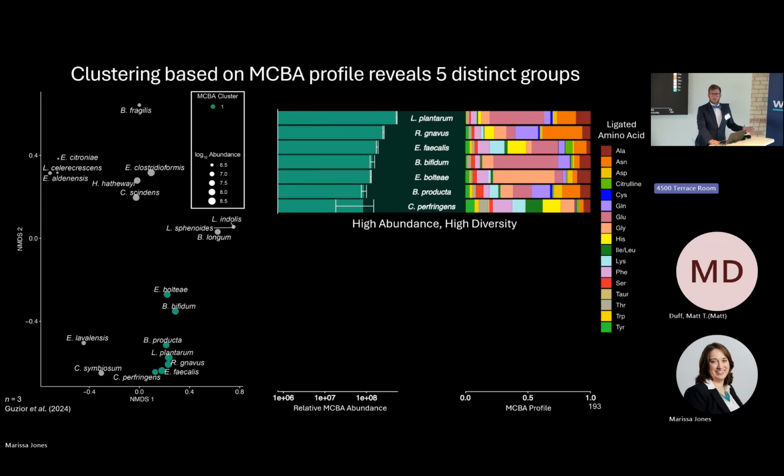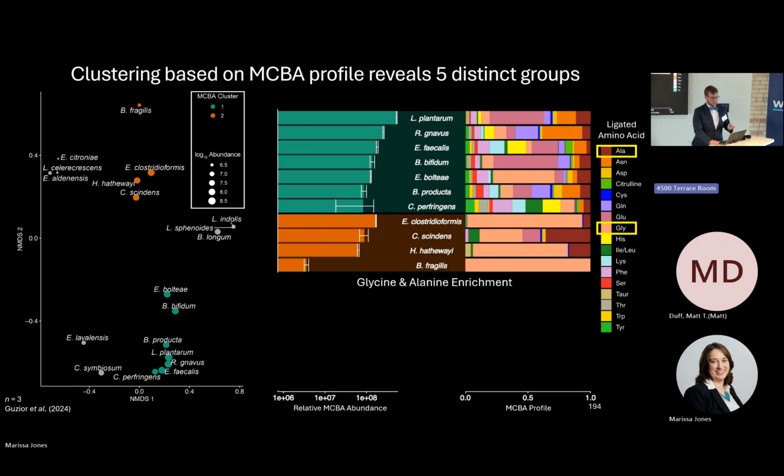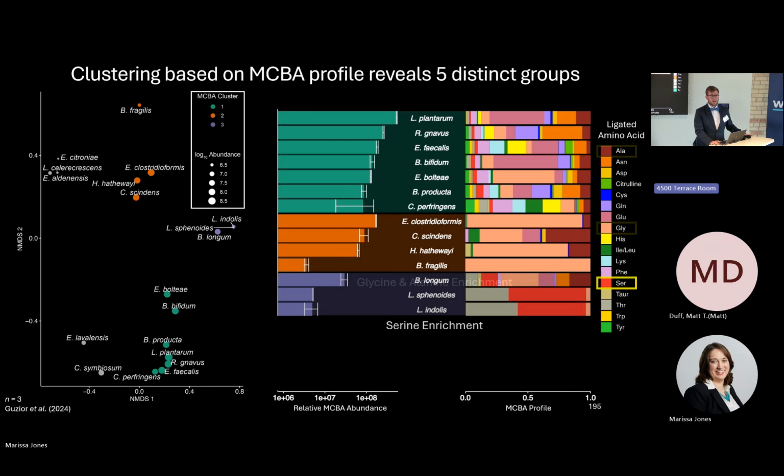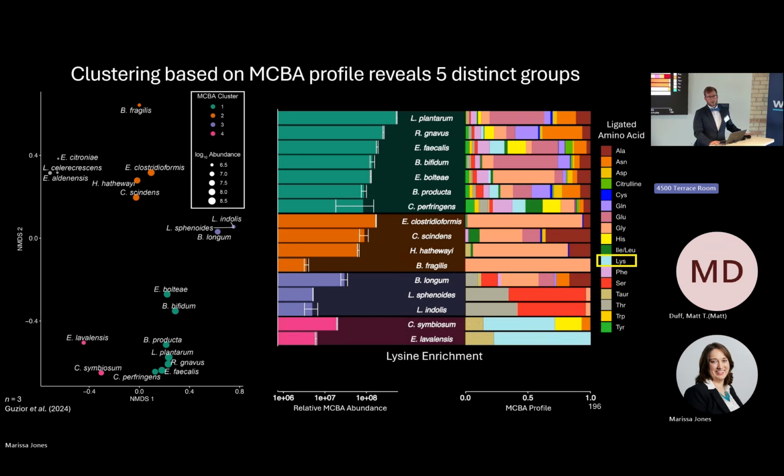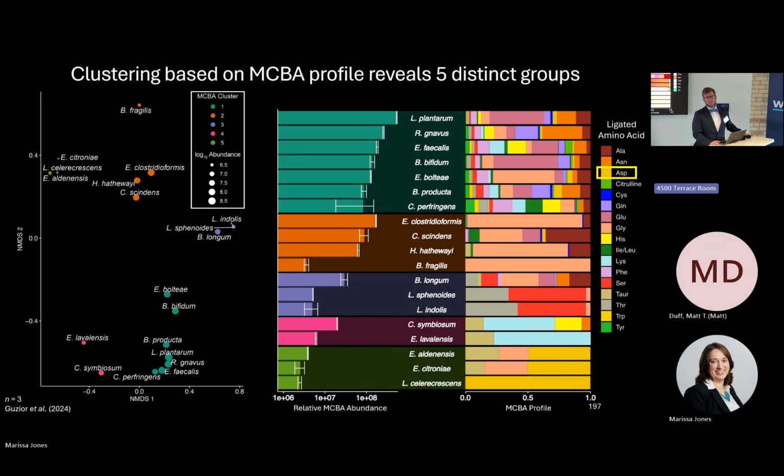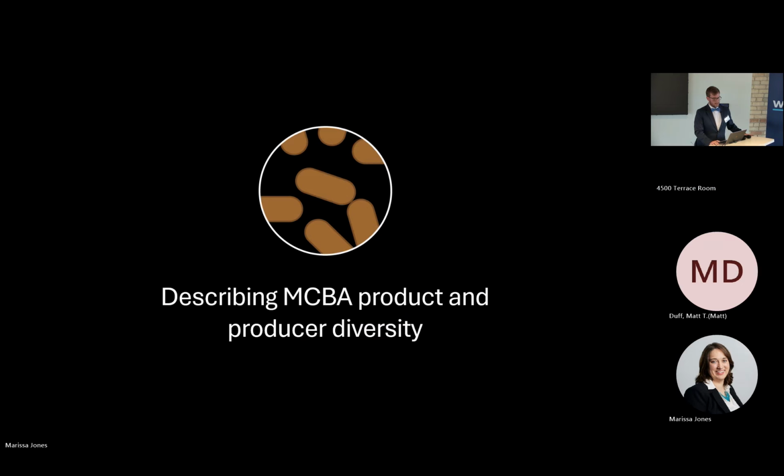So to get into it a little bit, we've got our very first group. This was our high MCBA abundance and high diversity producing group. And a lot of these were members of the Lachnospiraceae. Our second group was somewhat high diversity. However, they showed an enrichment of glycine and alanine. Our third, there's a little bit lower production with a serine enrichment. The fourth containing a lysine enrichment. And finally, our low producers having a distinct aspartate enrichment for use in conjugation.